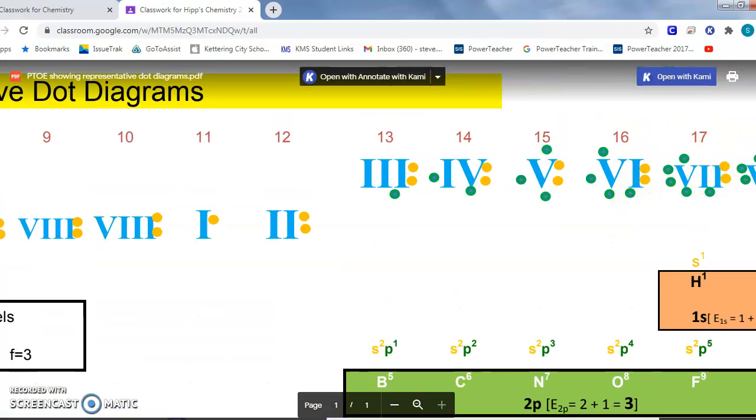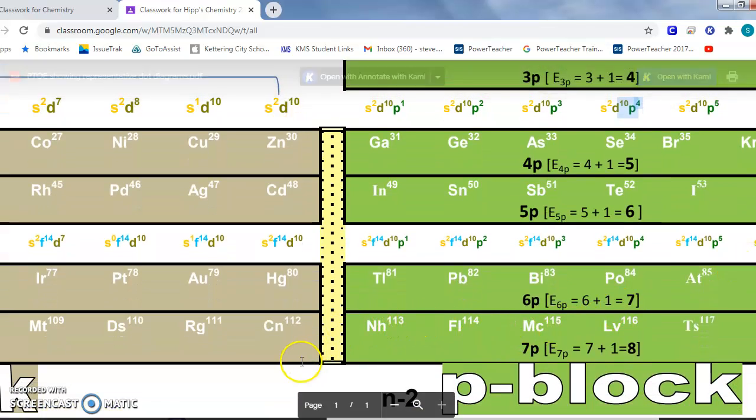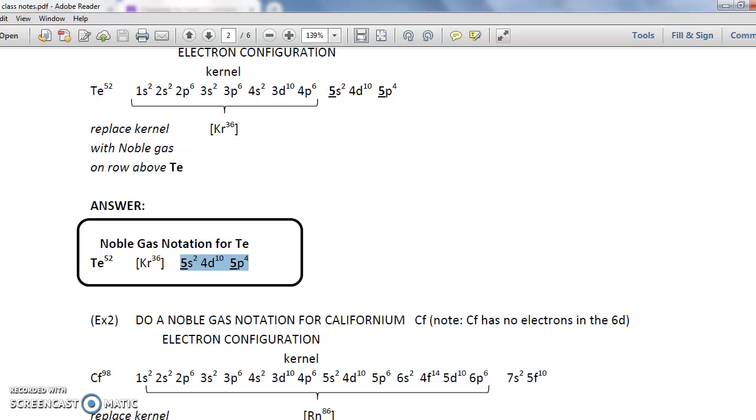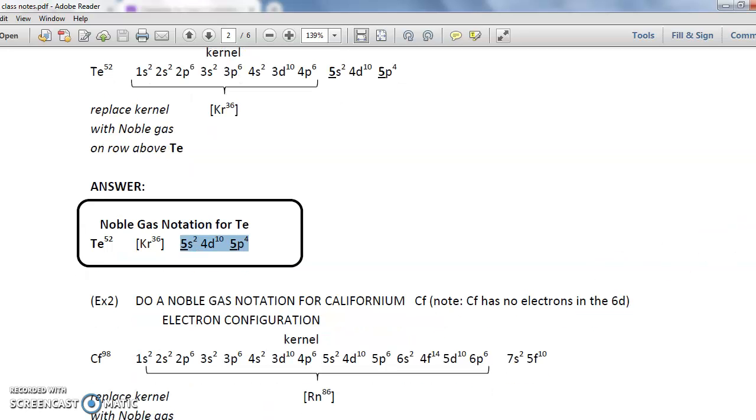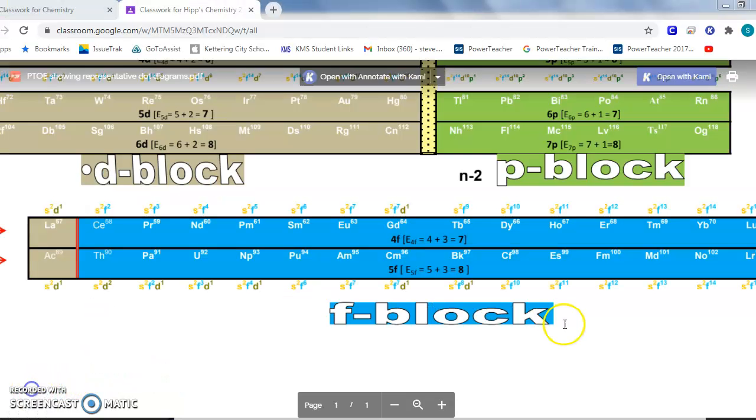I now have tellurium's electron configuration, the shortened version, which we call noble gas notation, or compressed or condensed electron configurations. For the next one, we would certainly be glad that we were going to be doing noble gas notation, because we're supposed to do californium 98.